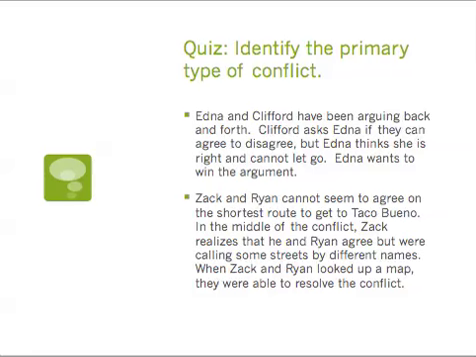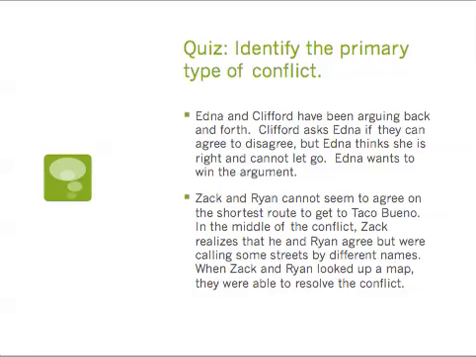I have a little quick quiz for you to look at to determine which type of conflict is the primary type of conflict going on here, based on what is said. Edna and Clifford have been arguing back and forth. Clifford asks Edna if they can agree to disagree, but Edna thinks she's right and cannot let it go. Edna wants to win the argument. Obviously, this is ego.